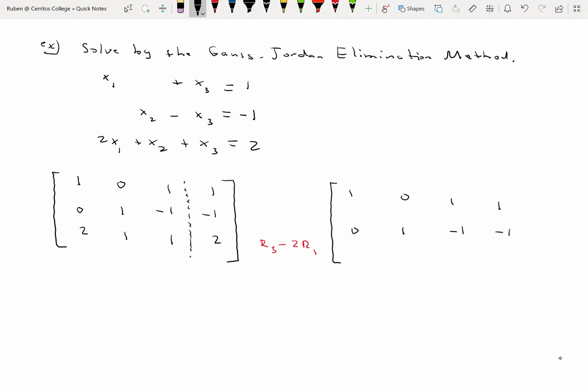And I'm going to get that 0 in the third row, the first entry. So row 3, 2 minus 2 times row 1. 2 times 1 is 2, so 2 minus 2 is 0. And you can pause the video if you want to try this yourself to get the other entries. If you do that, you should get 0, 1, negative 1, and 0. And I strongly encourage you to do that.